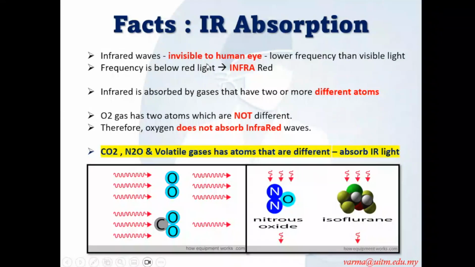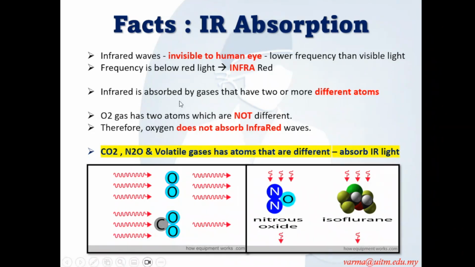So, facts about IR absorption. First, infrared light has a frequency below red light. That's why it's called infrared. It is not visible to the human naked eye, with a lower frequency than visible light. That's why in a pulse oximeter you can only see the red light. You don't see the infrared light because it's not visible to the naked eye.